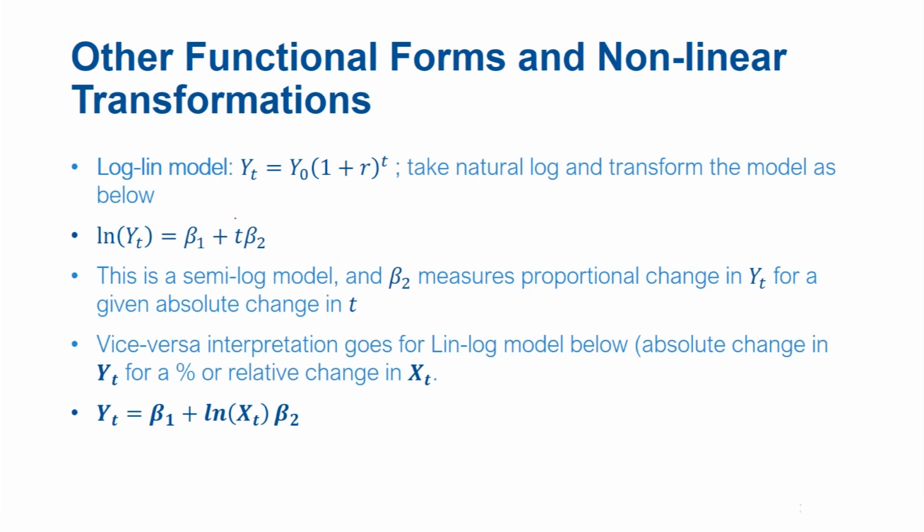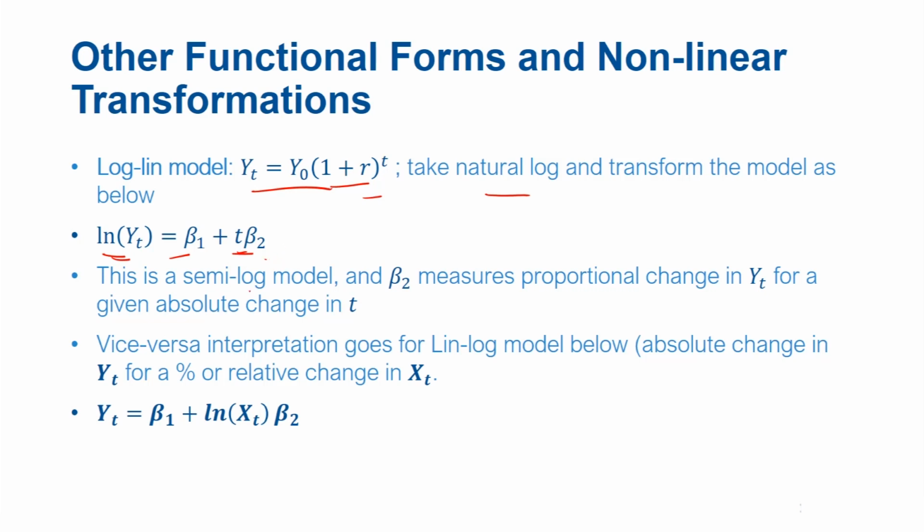Now have a look at this another expression for which we are going to use a log-lin transformation, yt equal to y naught times 1 plus r raised to the power t. If we take the natural log and transform the model as below, natural log of yt equals beta 1 plus t times beta 2, because it was 1 plus r to the power t, the logarithm transformation has made it in this form.